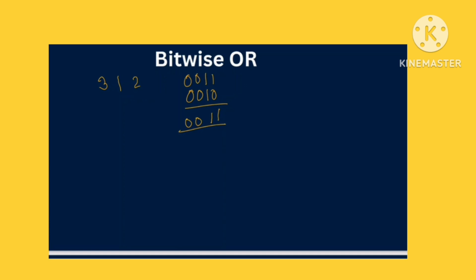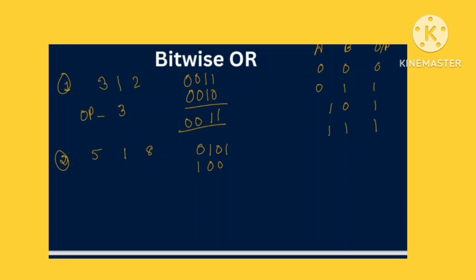Suppose 3 OR 2. 3 is 0 0 1 1 and 2 is 0 0 1 0 in binary. So 1 and 0: whenever any of the inputs is 1, the output will be 1. So 1 and 0, one input is 1, so output is 1. 1 and 1, both inputs are 1, so output is 1. So you will get 0 0 1 1. That is the truth table: whenever one of the inputs is 1, output will be 1.